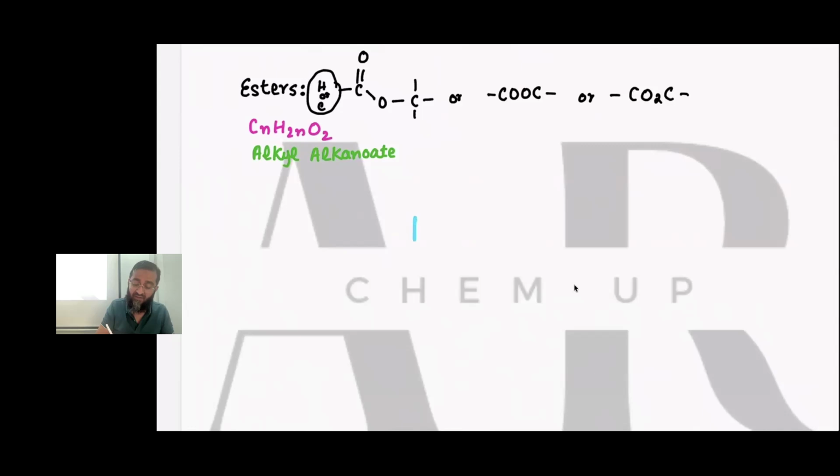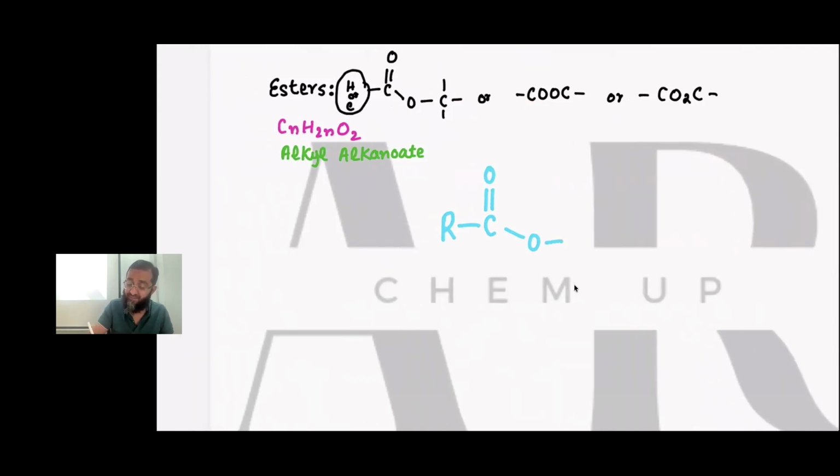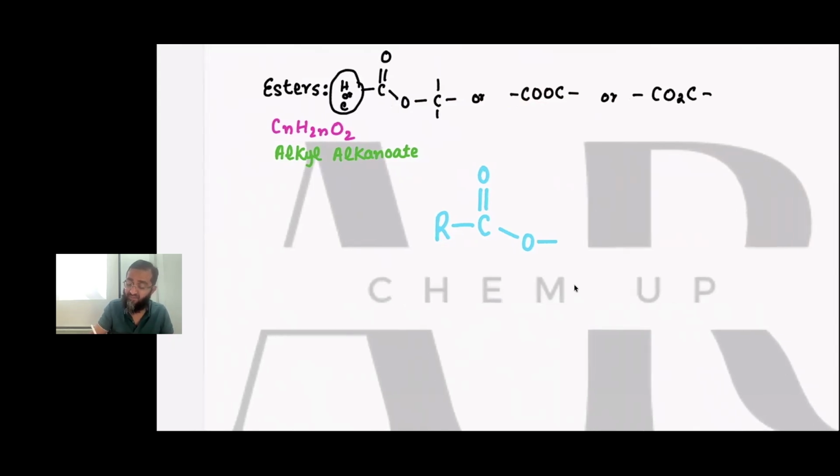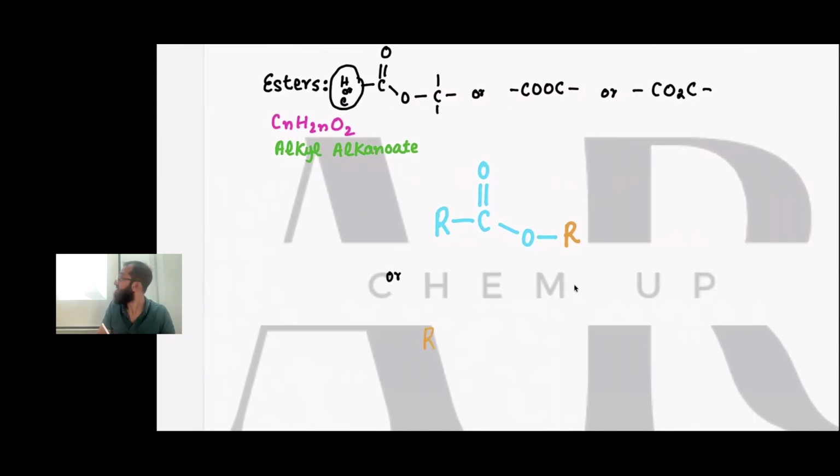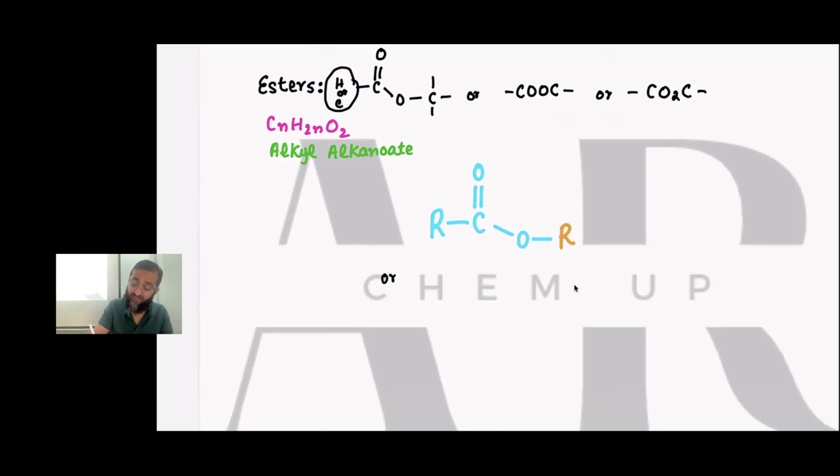See, the ester could be written in two ways. One way is R, C double bond O, and then O and then R. Or it can be written the opposite of this, that is R, then O, then C double bond O, and then R.